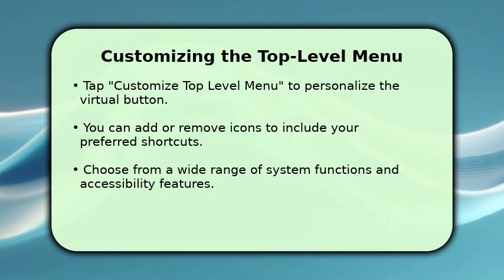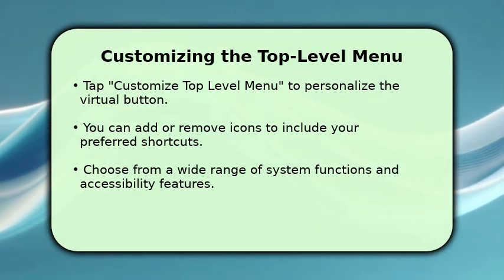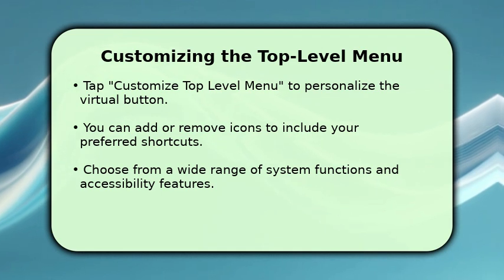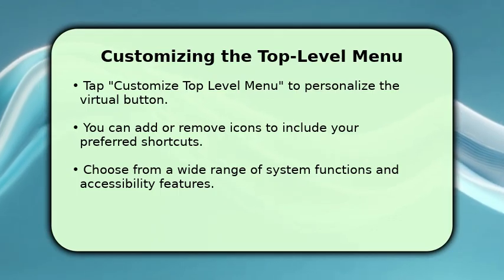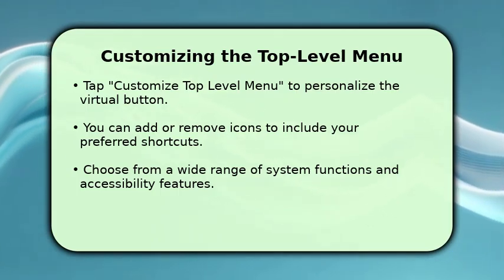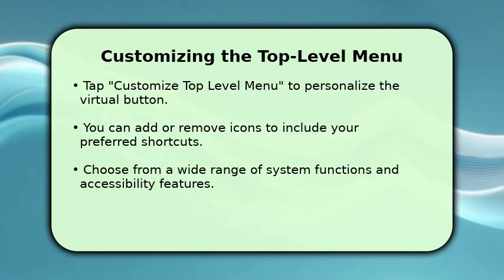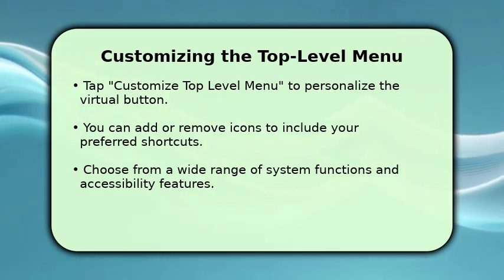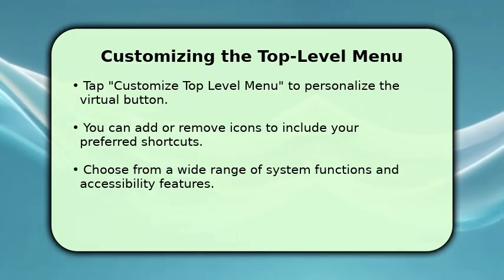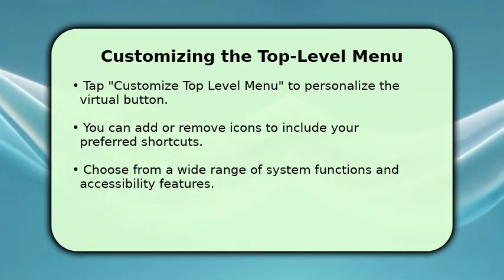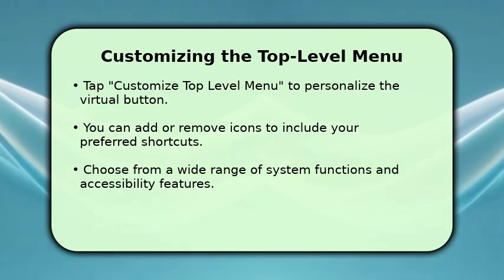Now that Assistive Touch is enabled, let's personalize its menu. Tap on Customize Top-Level Menu to begin. Here, you can add or remove icons to create your ideal set of shortcuts. You might want to include options like Home, Control Center, or Screenshot. You can have as few as one icon or as many as 8, allowing you to tailor the menu precisely to your needs and most frequent actions.